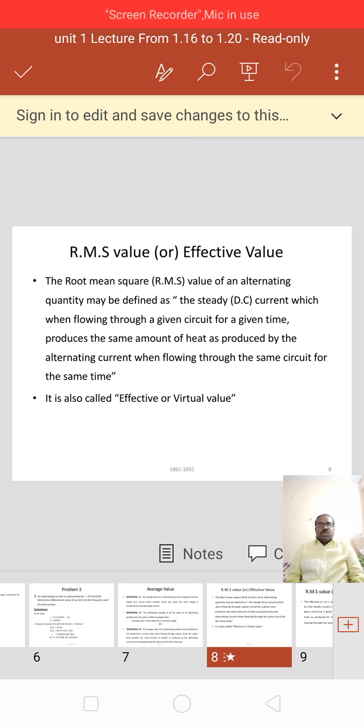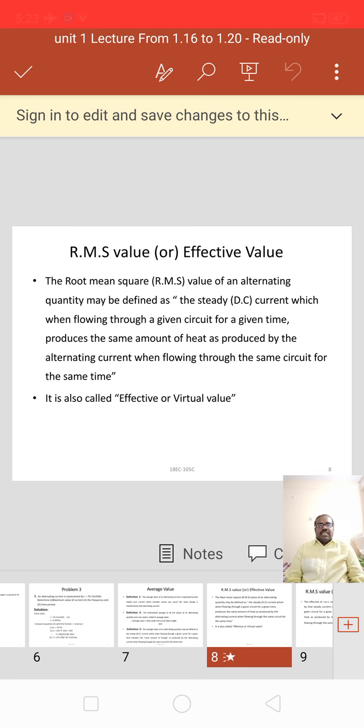The root mean square or RMS value of an alternating quantity may be defined as the steady current which, when flowing through a given circuit for a given time, produces the same amount of heat as produced by the alternating current when flowing through the same circuit for the same time. It is called the effective or virtual value or RMS value of the alternating quantity.